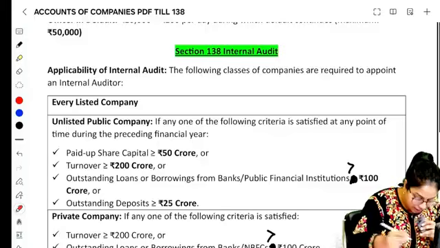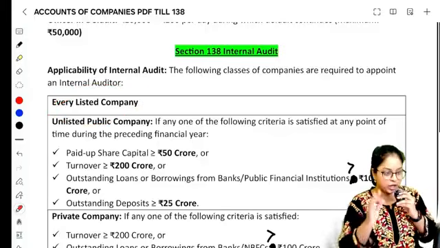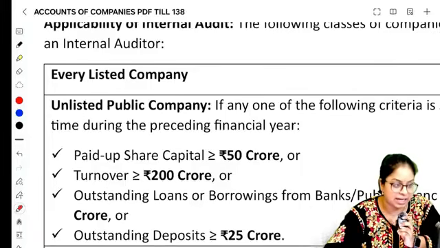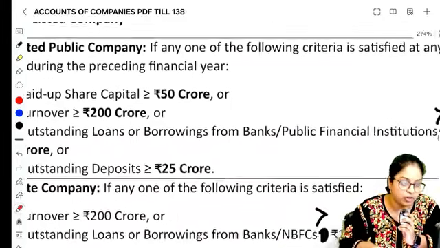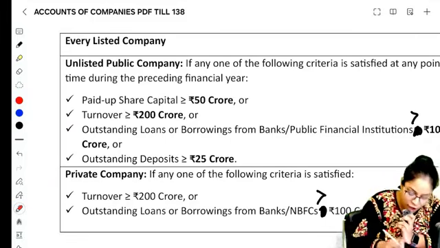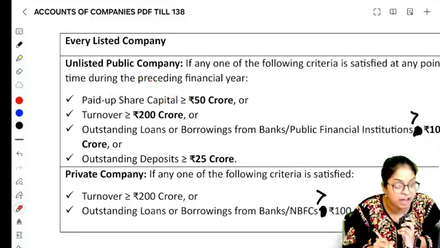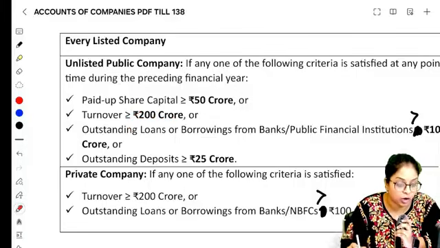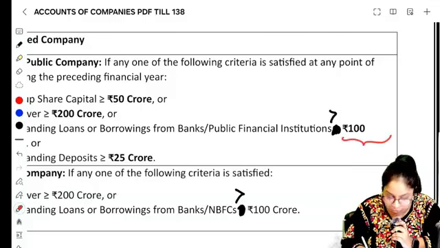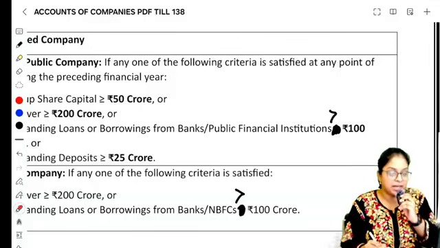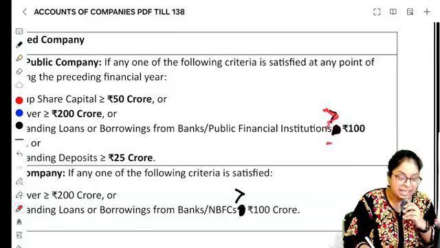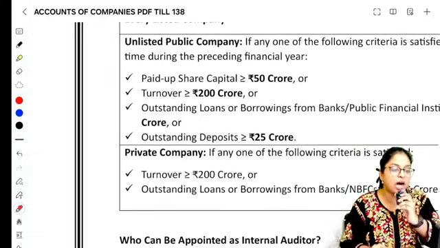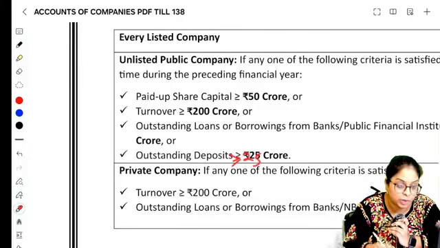Okay, so who has to do internal audit? Every listed company. If you are a listed company, you have to mandatorily get your internal audit done. If you are not a listed company, let's say you are an unlisted public company, but you fulfill any of these conditions: your paid up share capital is equal to or more than 50 crores; your turnover is equal to or more than 200 crores; your outstanding loans and borrowings are more than 100 crores. If in your book it's wrongly printed greater than or equal to, make sure that you cut it off and it's only greater than. Or your outstanding deposits are equal to or greater than 25 crores.